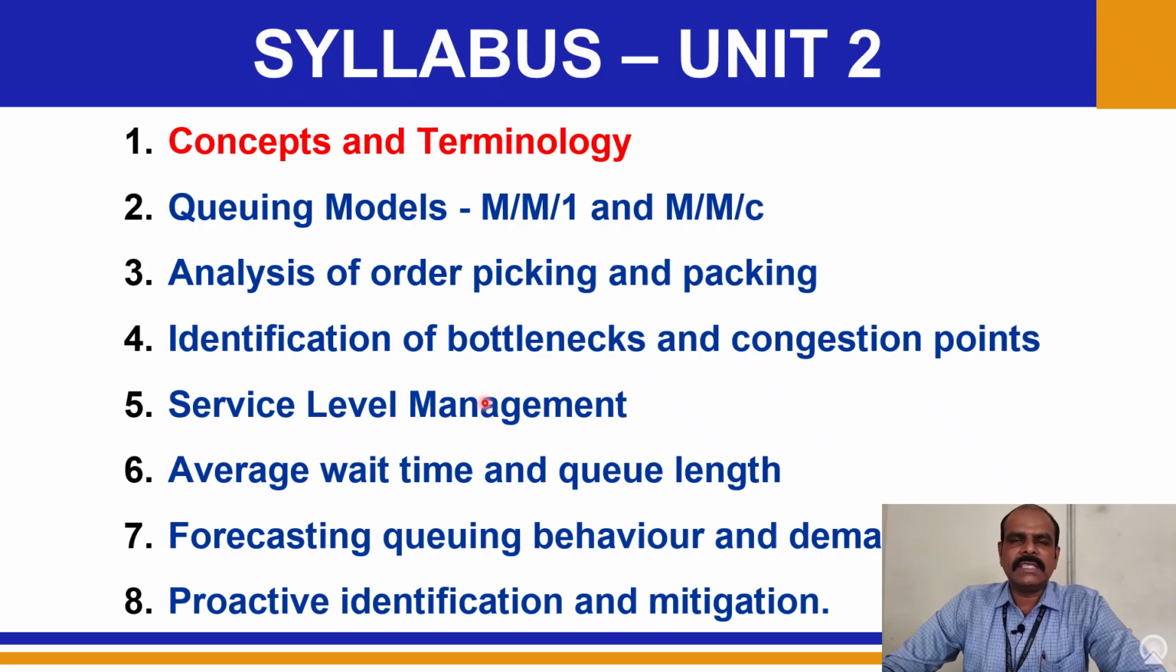Then how service level management can be done. Then how average waiting time and queue length affect the process, we are going to see. And we are going to forecast the queuing behavior and demand, and proactive identification and mitigation. These are all the chapters we have in unit 2, and this particular presentation will take you through concepts and terminologies.